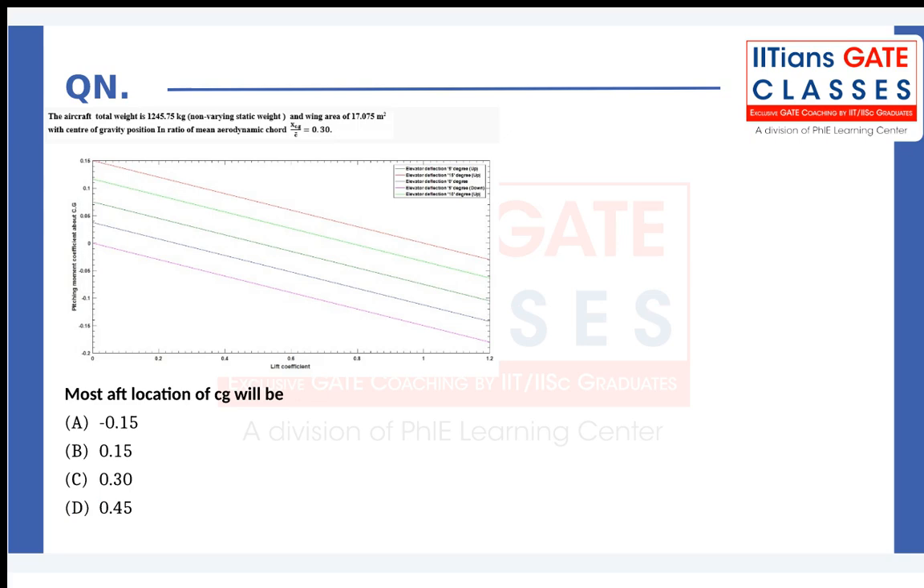Most aft location of center of gravity will be. Correct, because the most aft location that the CG can move is the neutral point. So that is the right answer. Is everybody else also clear with this? That the CG cannot go beyond the neutral point, otherwise the aircraft will not be stable. Okay, next.